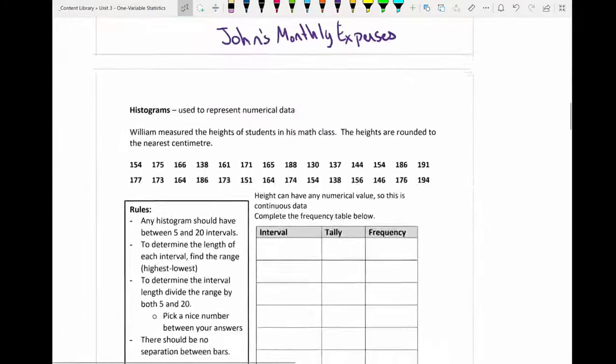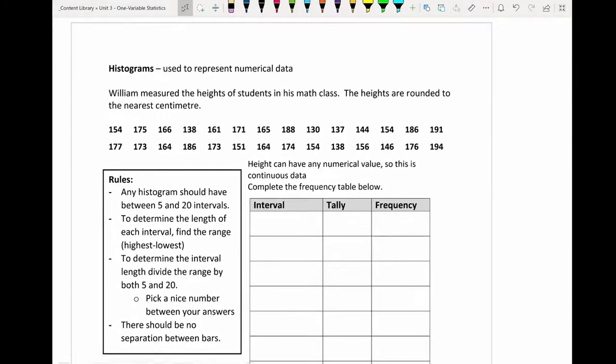Another way that we can look at it is histograms. Histograms are used to represent numerical data, or continuous data. So we are looking at something that has infinite intervals, or basically something that we can measure.